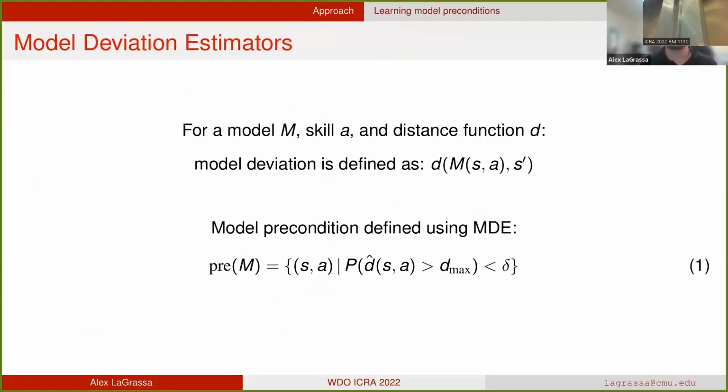The tool we use is a model deviation estimator, or MDE. An MDE predicts the deviation, which is defined as the distance between the predicted next state of a model and the actual next state. The model precondition is then defined as state action pairs where the probability that the deviation is greater than a maximum deviation, Dmax, is less than some small probability delta.